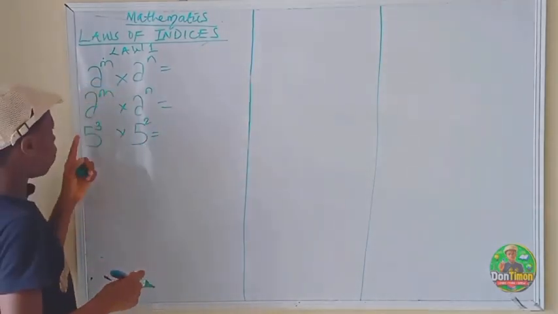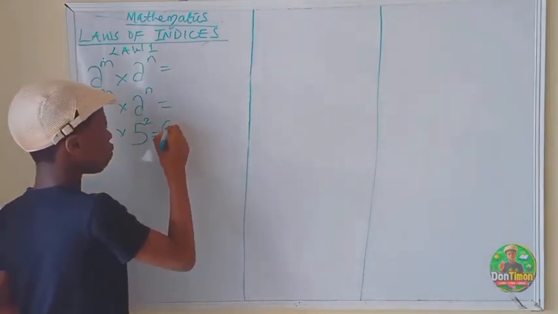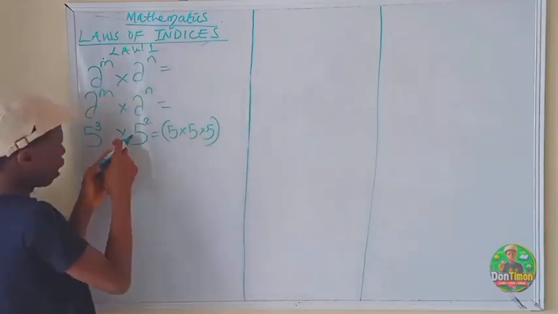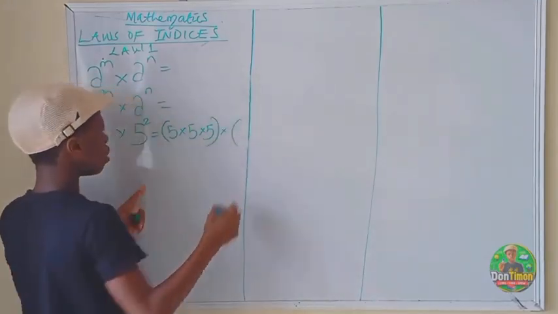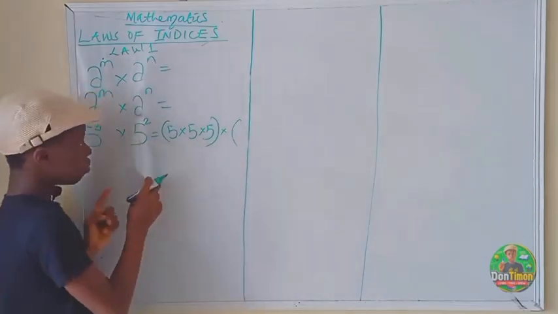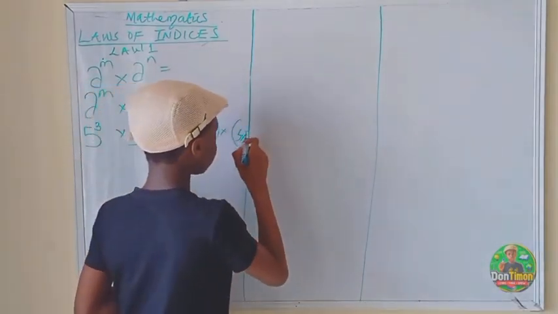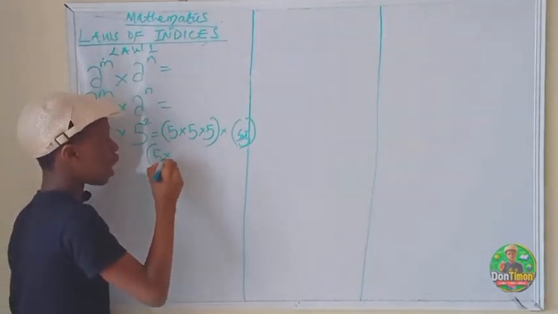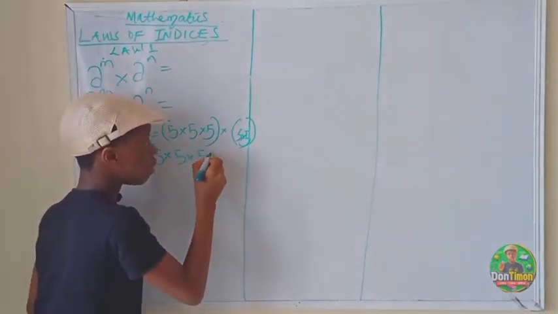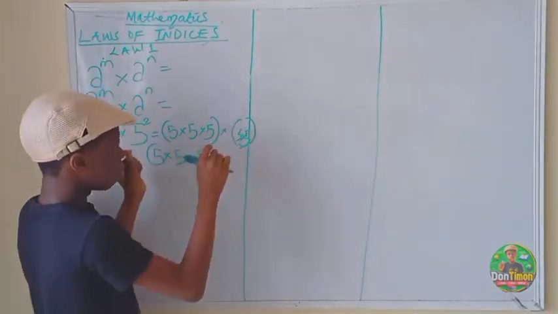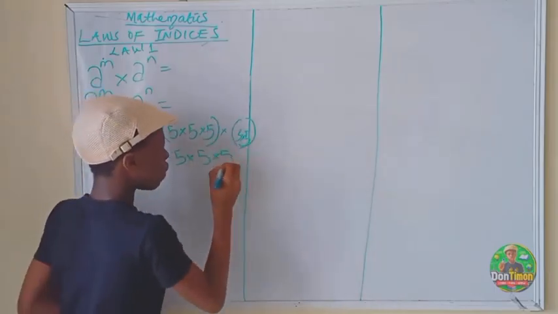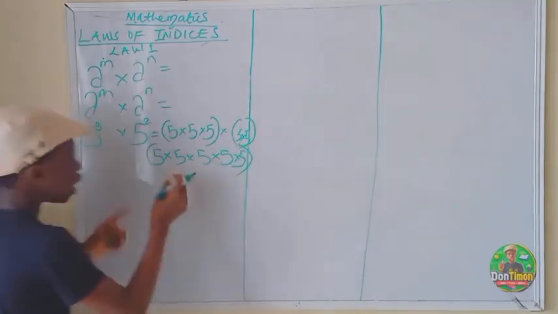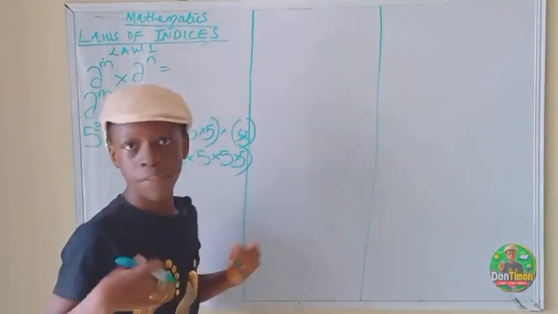As you know, 5 raised to the power of 3 is 5 times 5 times 5, times 5 raised to the power of 2, which is 5 times 5. If you remove the brackets, you get 5 times 5 times 5 times 5 times 5. You can see it as five 5s.